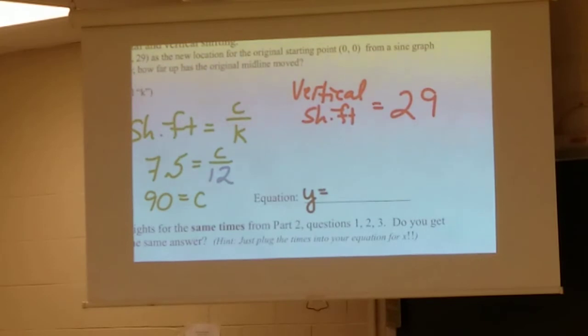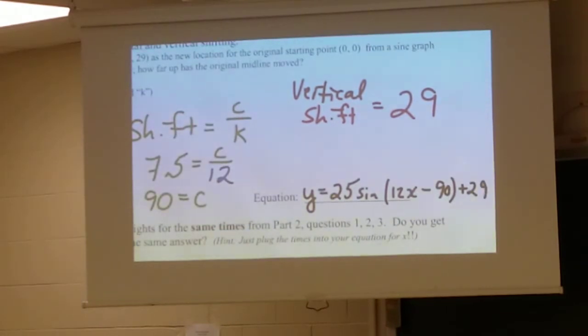Okay, and then you take all this and you make your equation. Please understand that your equation is going to use everything that we came up with. It's going to use the amplitude of 25. It's going to use the K value of 12. It's going to use a C value of 90. And then it's going to use a vertical shift of 29.